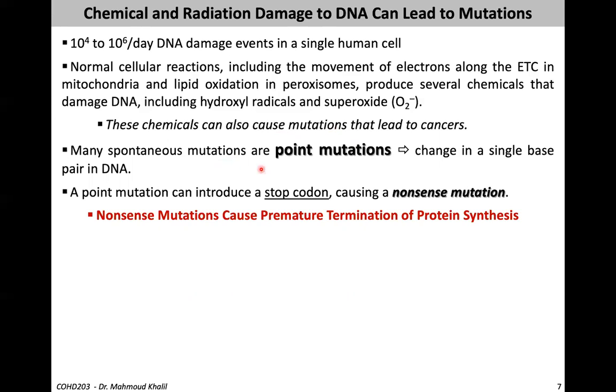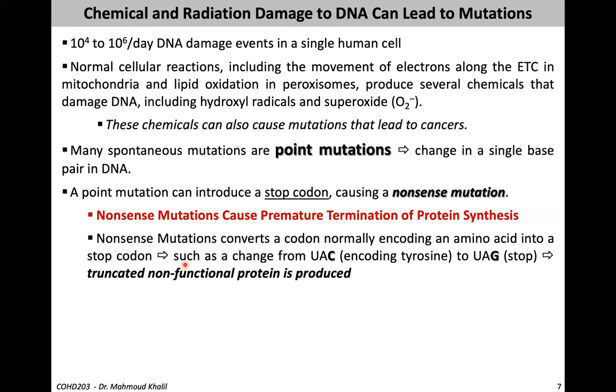Many spontaneous mutations are called point mutations. A point mutation is a change in a single base pair in DNA. This point mutation can introduce a stop codon, causing something called nonsense mutation. A nonsense mutation causes a premature termination of protein synthesis. In other words, this mutation leads to the appearance of a stop codon that normally doesn't appear. So the messenger RNA, which will be formed from this DNA sequence, will be shorter and will lead to formation of a truncated version of the normal protein.